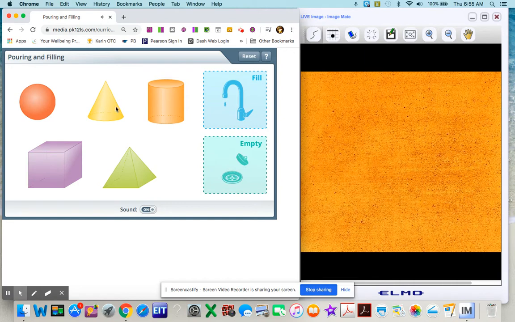Okay, so I want you to compare these two shapes. Go ahead and fill up the cone and see what you think the relationship is between the cone and the cylinder. Okay, so how many cones did it take to make a full cylinder? Did you fill it up one time? Pump it out. Second time, pump it out. And then a third time.